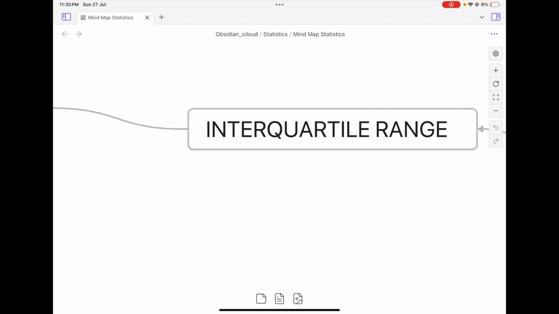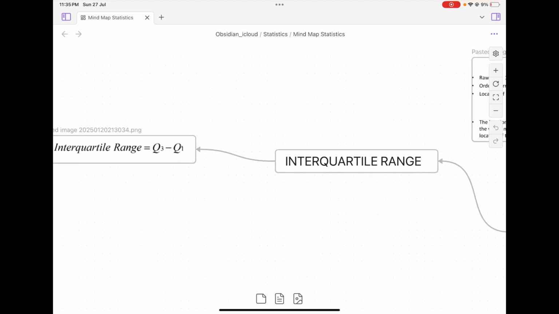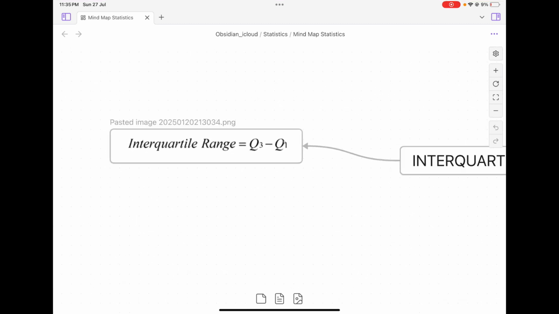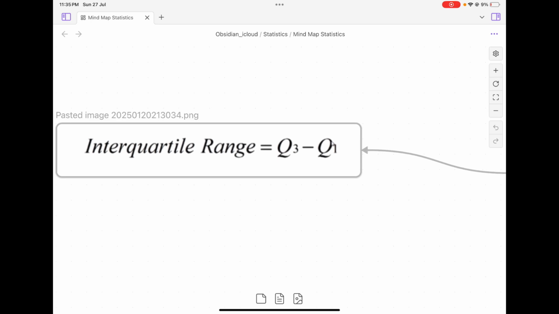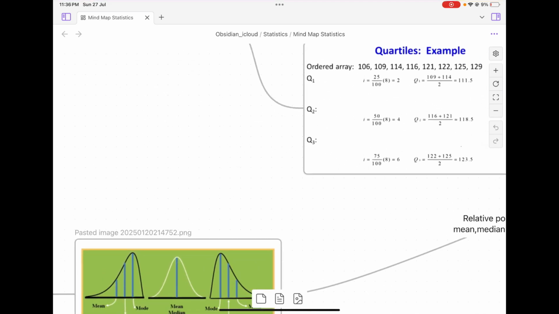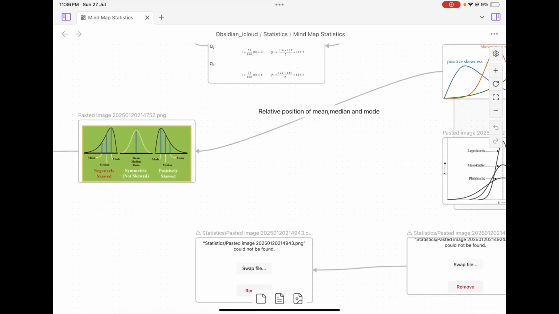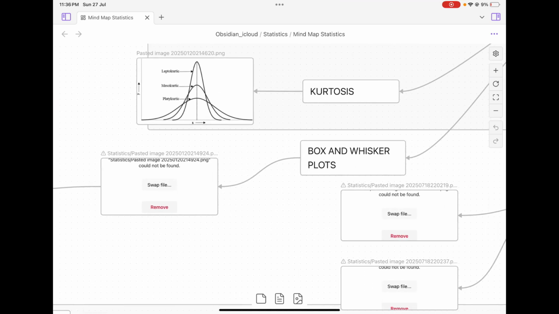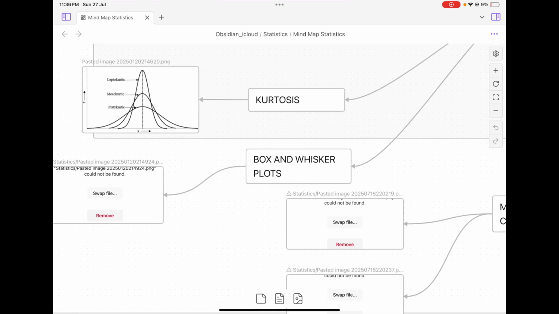Now come to the interquartile range. So what do you mean by interquartile range? The interquartile range is calculated by this formula, that is the third quartile minus the first quartile. This will give you the interquartile range. So why are we calculating it? This interquartile range is an important figure to draw the box and whisker plot that you will see later.